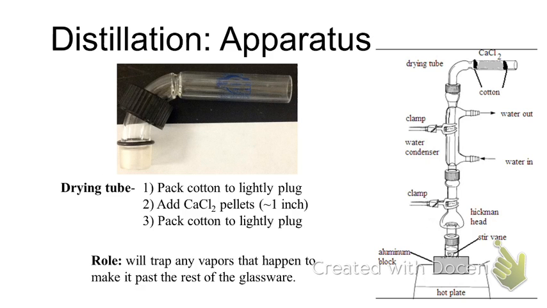As if that wasn't enough, we're going to further try and trap the vapors by adding a drying tube. Okay? This is going to get packed lightly with cotton and then a little bit of drying agent, which is going to help soak up any kind of nasty smells coming out of this. Okay? That's its ultimate goal.